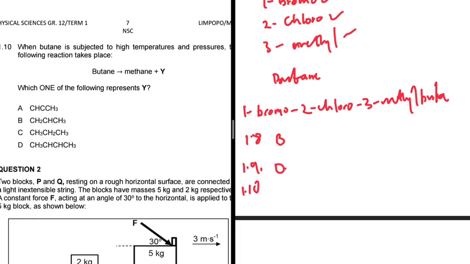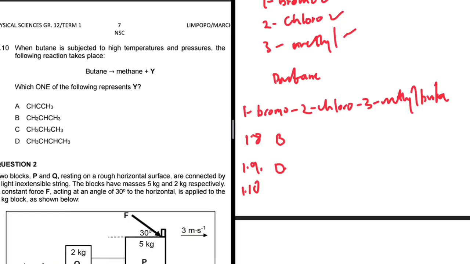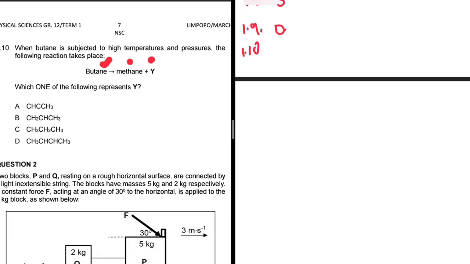1.10, right? And then when butane is subjected to high temperatures and pressures, the following reaction takes place. We have butane plus methane plus some organic compound Y, right? So let's make sense of what is happening. What is butane? Butane is C4H10, right? And then what is methane? Methane is CH4 plus Y.